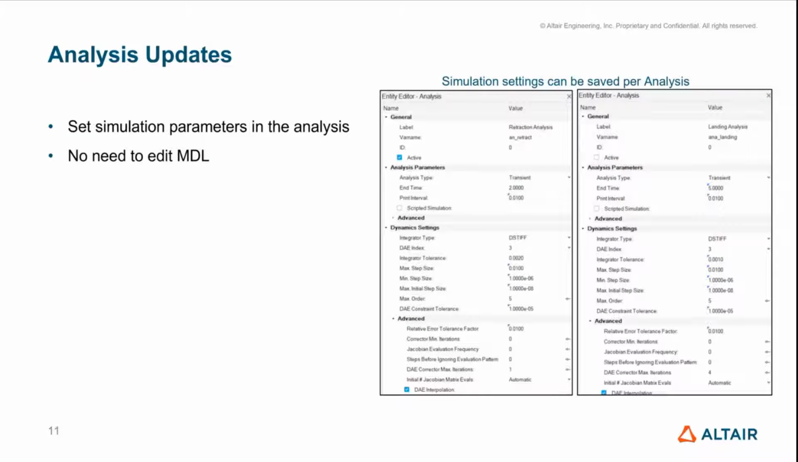So in this release, for each analysis, it is now possible to set up simulation parameters right in the analysis. This was not possible in the previous versions, at least not through the GUI. One had to make edits in the MDL within the analysis block. Now there is a GUI way of providing simulation parameters per analysis.